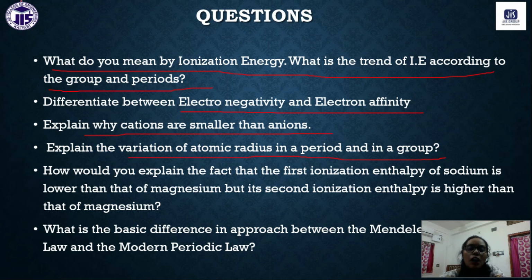Okay, next, how would you explain the fact that the first ionization enthalpy of sodium is lower than that of magnesium, but its second ionization enthalpy is higher than that of magnesium? For this type of question, generally you have to check the electronic configuration. For sodium the atomic number is 11 and for magnesium it is 12. That means 1s2 2s2 2p6 3s1, and for the other case 1s2 2s2 2p6 3s2.